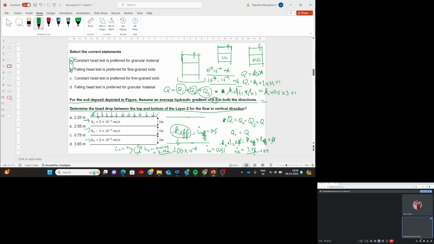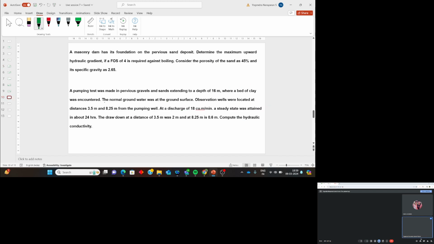Now let us move to the next question. A masonry dam has its foundation on the pervious sand deposit. Determine the maximum upward hydraulic gradient if a factor of safety 4 is required against boiling. Consider the porosity of sand as 45% and its specific gravity as 2.65. How will you solve this?